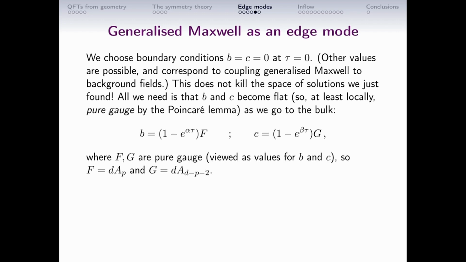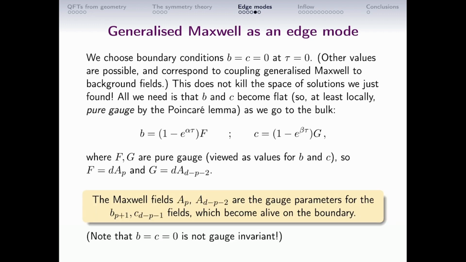So pure gauge means that they are d of some connection one degree lower, like here. Okay, so this is a solution of the equations of motion, a family of solutions of the equations of motion. But it gives you an interesting perspective on the Maxwell fields on the boundary. So you can think of the Maxwell fields in Maxwell theory as gauge parameters of BF theory in one dimension higher. We have put a boundary condition which is not gauge invariant. All right. So this is, I think, a nice way of thinking of things. This is the work of Garcia-Etxebarria and Iñaki.